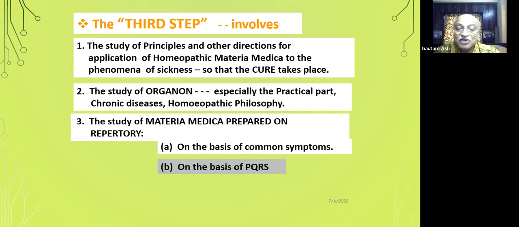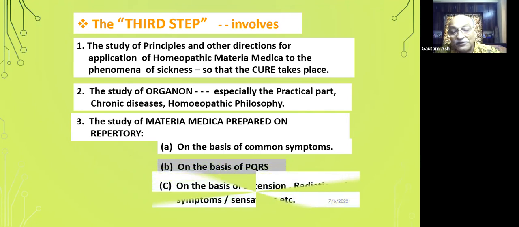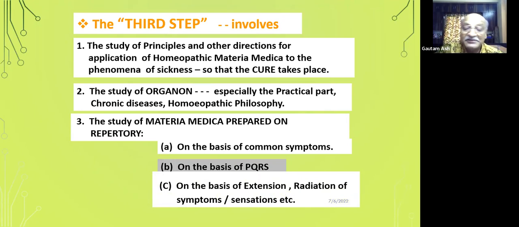So on the basis of common symptoms, on the basis of peculiar, rare, uncommon symptoms, on the basis of extension and radiation of symptoms and sensations, because sensations, the 'as if' symptoms, are one of the important peculiar symptoms for us. Radiation is another important one.